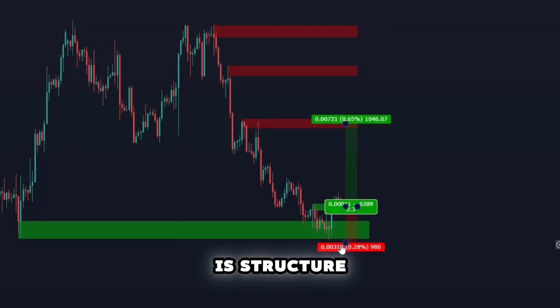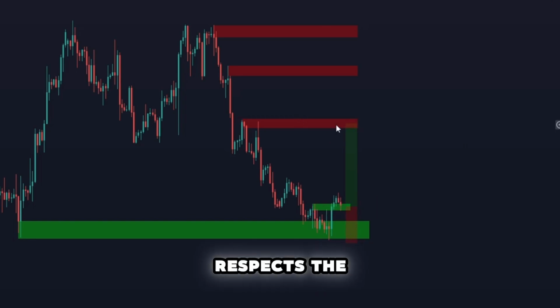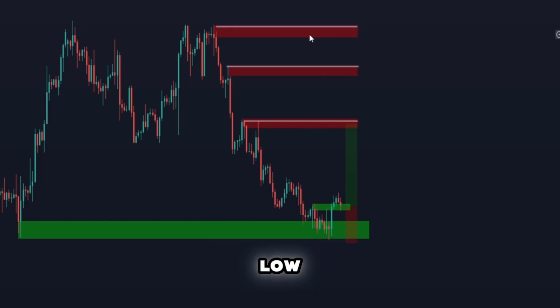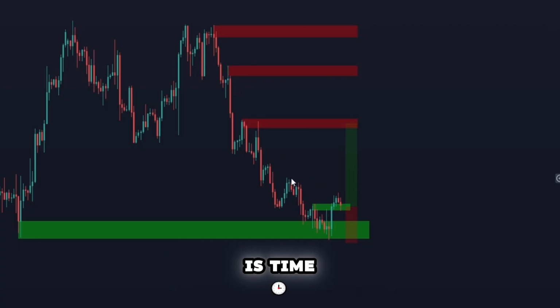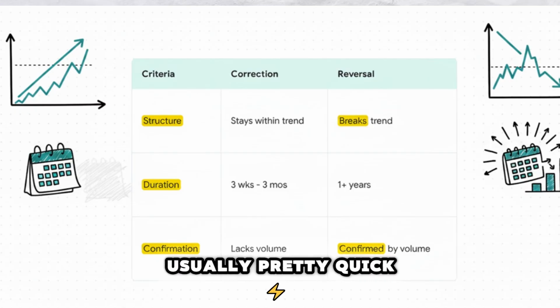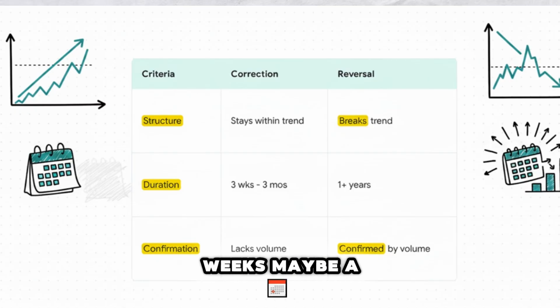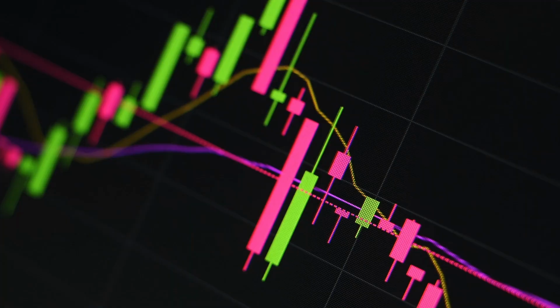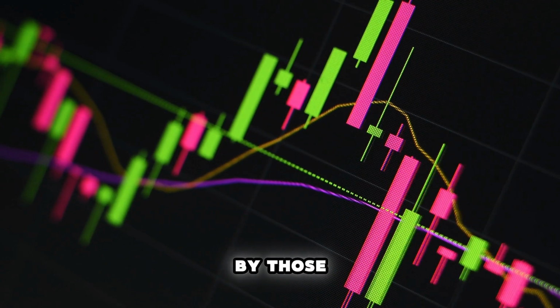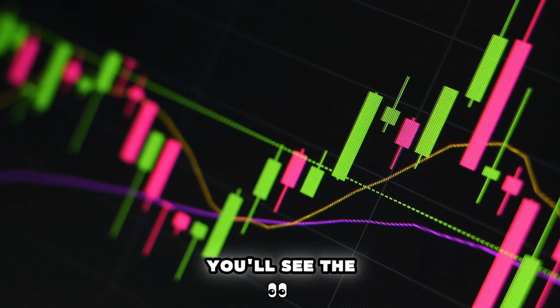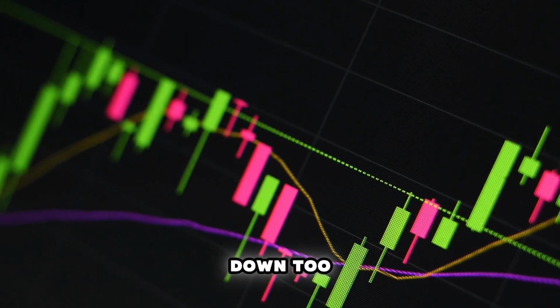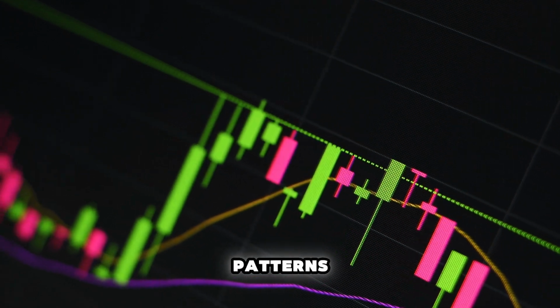The key difference is structure. A correction respects the uptrend, it makes a higher low. A reversal breaks the structure by making a lower low. The second clue is time. A correction is usually pretty quick, lasting a few weeks, maybe a few months. A reversal is the start of a whole new primary trend that could last for over a year. And finally, confirmation. A true reversal will be backed up by those other principles we talked about. You'll see the other major indexes turning down too, and you'll see a change in the volume patterns.